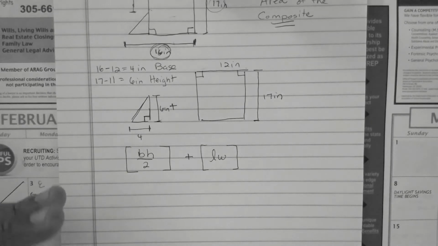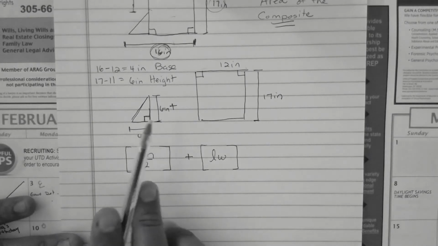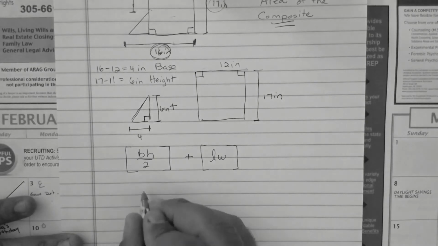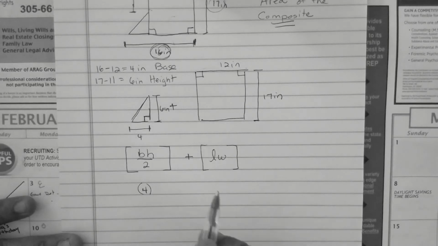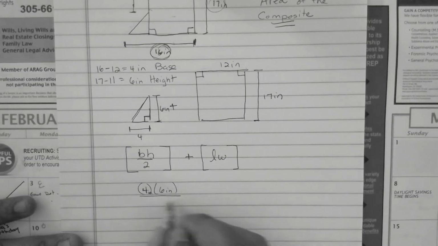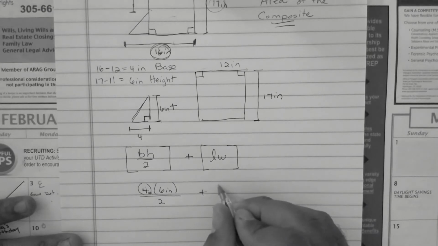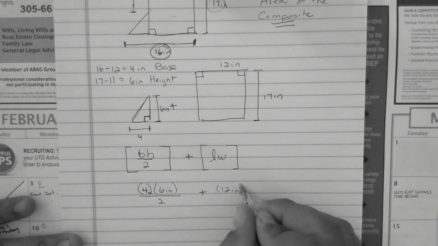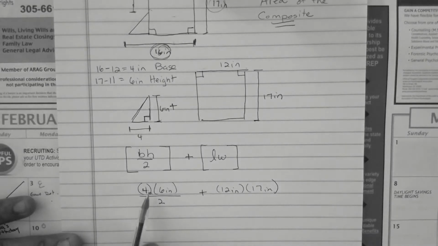The next thing I want to do is input that information. What is the base of the right triangle? 4. So I'll put 4 in parentheses. What is the height of the right triangle? 6 inches. Over 2. Plus, 12 times 17. So I have 12 inches times 17 inches. We can work this out. Well, we could work out the numerator. What's 4 times 6? 24. 24 divided by 2 is 12.